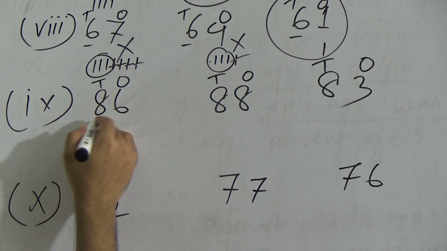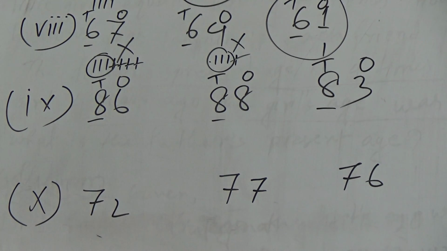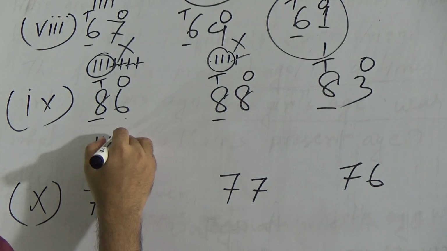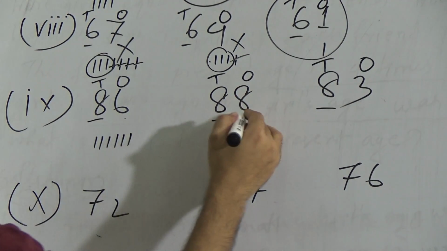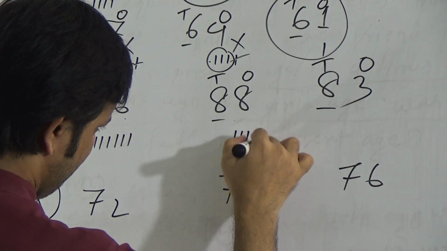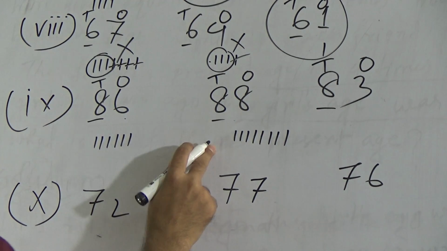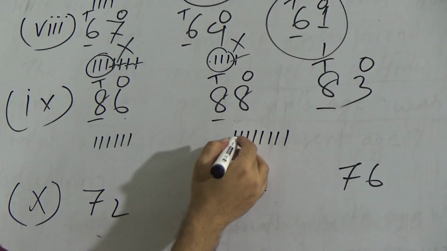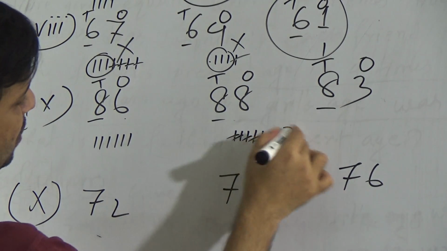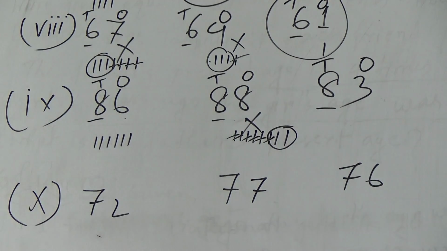Now notice here tens place is same always. So we have to consider only ones place. Ones place is 6, so we can consider 6 sticks. Now ones place is 8, so we can consider 8 sticks. 3, 4, 5, 6, 7, 8. Compare these two. Here 8, here 6. 1, 2, 3, 4, 5, 6. 2 sticks more here. So this is not smallest, this is larger.